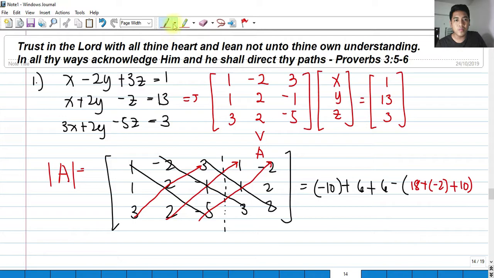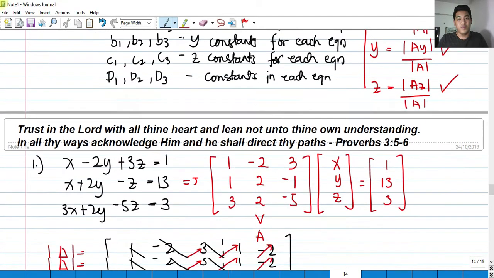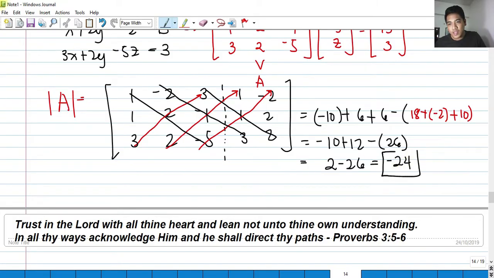So we need to get the determinant of this matrix A because in our formula, matrix A is our denominator. So we're going to get that. We have negative 10 plus 12 minus 18 minus 2 is 16 plus 10. We have 26 here. So we have negative 10 plus 12 is 2 minus 26. So we have a determinant that is negative 24. Okay, that is our determinant of A, negative 24.